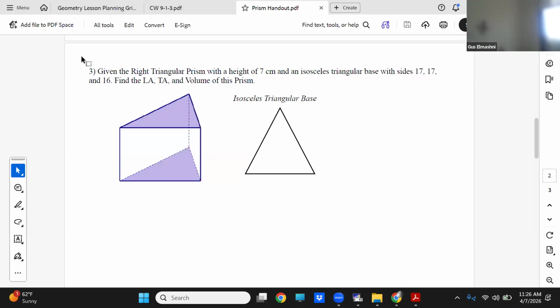Given the right triangular prism, it's a right prism, just meaning the altitude forms a right angle with the base. That's all it means. Don't confuse that. I can understand that confusion.